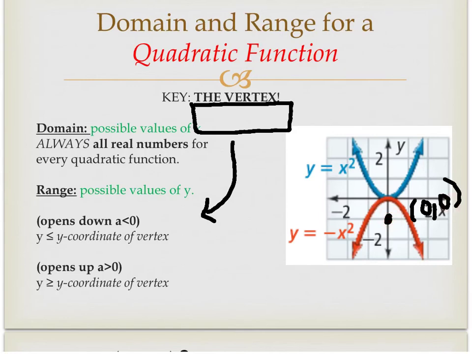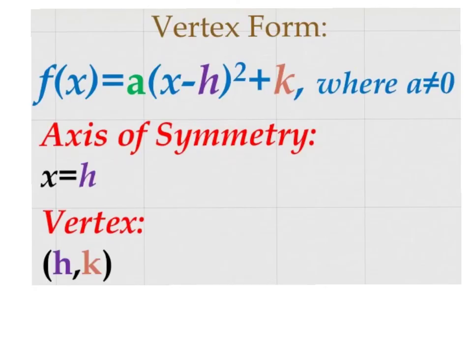Now, where did that come from? Well, that's the y coordinate of my vertex. If you look at the other one, since we're facing downward, so a is less than 0, y is always going to be less than the y coordinate of the vertex, which here is y is less than or equal to 0. So it all depends on the vertex. That will help you figure out where you begin. And then it's less than when a is less than 0, and it's greater than when a is bigger than 0.